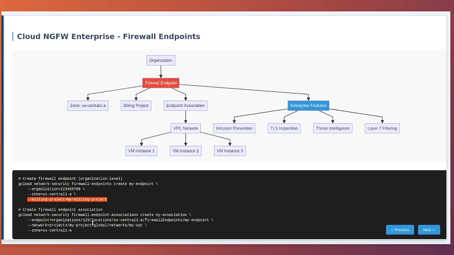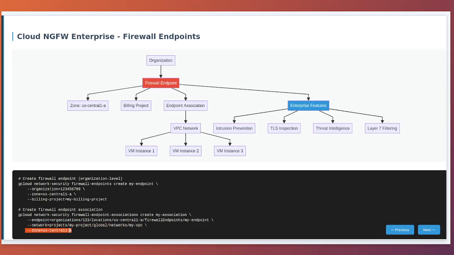The second command, gcloud network-security firewall-endpoint-associations create, connects the endpoint to your VPC network. This is where the traffic actually gets inspected by the enterprise features. Notice how the endpoint association specifies both the endpoint with its full organizational path and the network with its full project path. The zone parameter ensures the endpoint is in the right location for optimal performance.